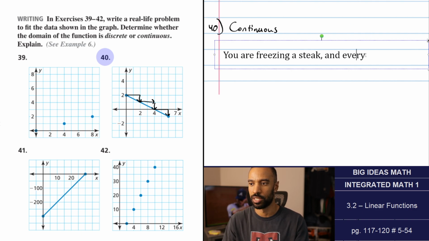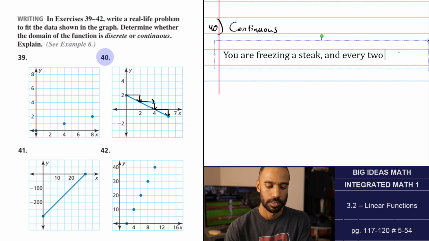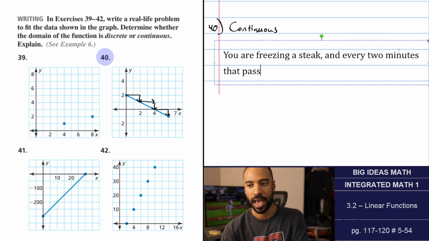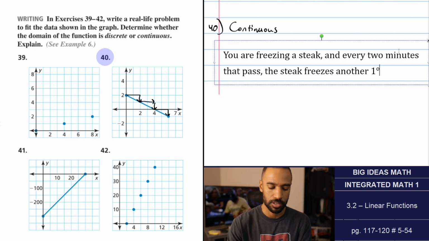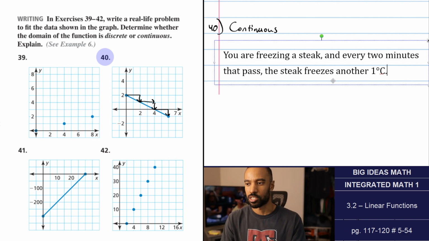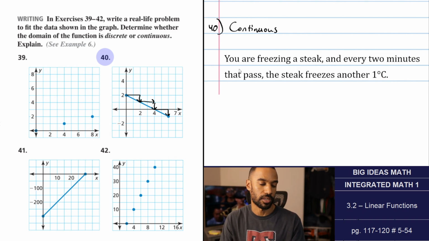Every 2 minutes that passes, the steak freezes another 1 degree, I'll say Celsius, because otherwise that's got some burn on your steak. 0 degrees Celsius is the freezing point, so getting below freezing point right there is pretty good.